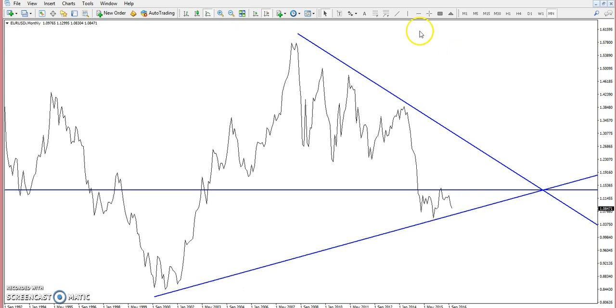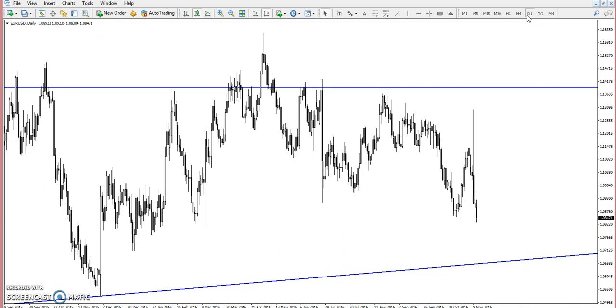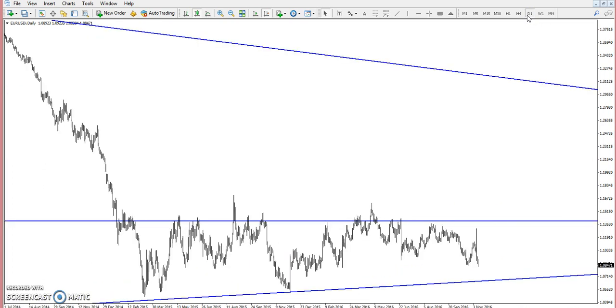Now if I go back to the candlestick chart, here's what you could potentially see. That's a monthly. I'm on a monthly chart. If I go to the daily, you can see that it's been playing off of this line so well. Let me zoom back out. Let me do you guys a little favor.